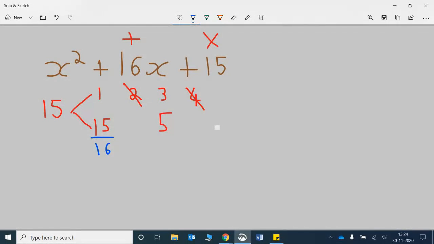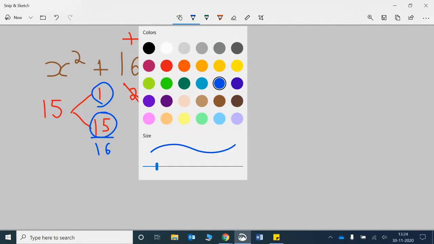We get 16 there. We get 8 there. And you can see 16 is what we want. We need them to add to 16. So we need to choose 1 and 15. So let's set this one up now.